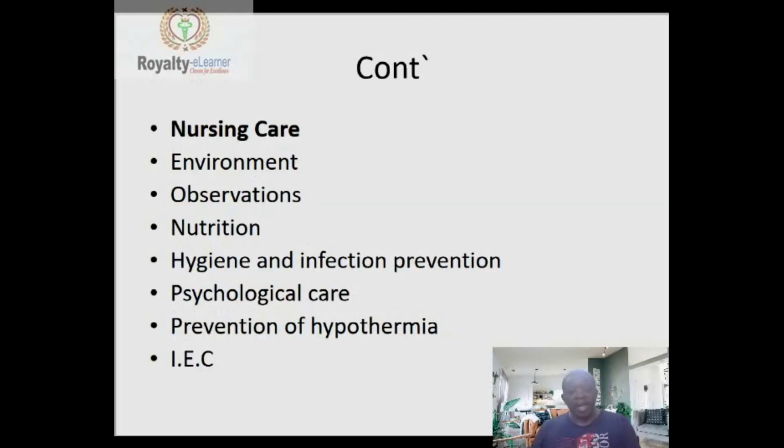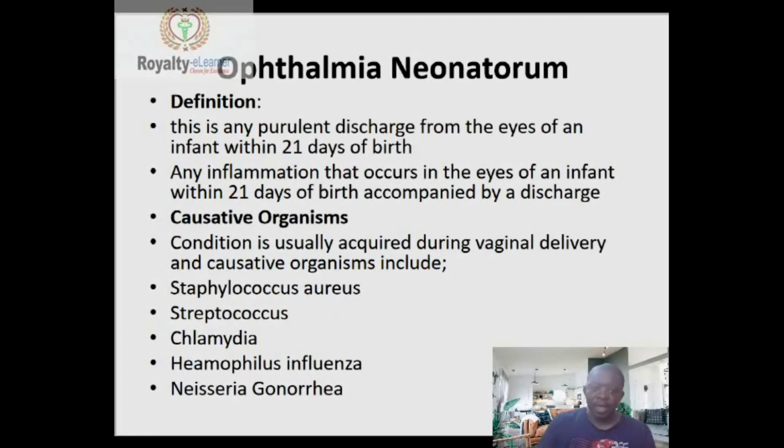So within the nursing care, our concentration will be, we will look at the environment, how we can manipulate the environment so that we offer therapy to the patient. We are going to do the observations according to the infection that has been identified. We are going to ensure that the baby meets the nutrition requirements. We are also going to make a lot of emphasis on hygiene and infection prevention, since most of this infection is preventable. Psychological care also needs to be given to the mother or the caretaker. There is also need to prevent hypothermia and also give information education.